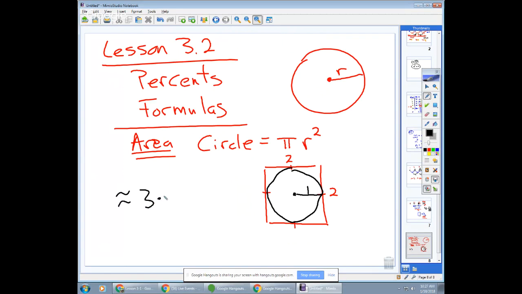So approximately 3 times a radius of 1 squared. Let's see, that would be what? 3. Now, if this is 2 by 2, what's the area of the red square? It's 4. And since the circle lives inside, it's got to be smaller than 4, and it's smaller than 4. A better answer would be to say pi is about 3.14. So we could say the circle's actually closer to an area of 3.14, whatever the units are, square feet maybe, versus the square here, which is 4 square feet. So just a little warm up in using formulas.